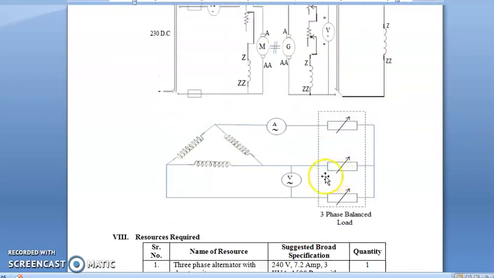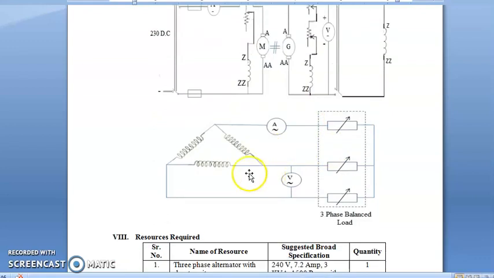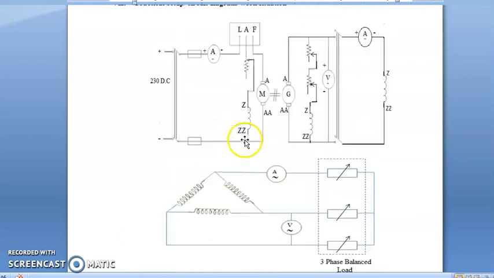Now we have connected one rheostat in the field circuit of the generator so that we can adjust its excitation. This is the three-phase alternator, directly coupled to the shunt motor. Now we are going to start this shunt motor. Once we start this shunt motor, obviously due to the direct coupling the generator will start rotating, and once the generator starts rotating, it will produce electricity.